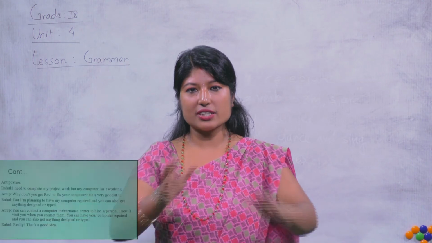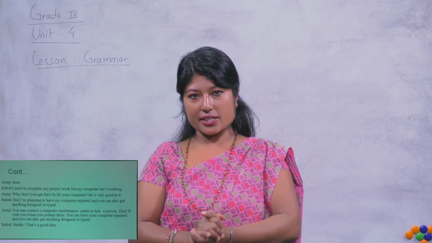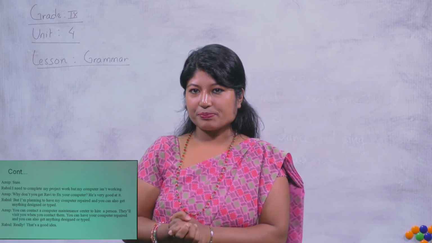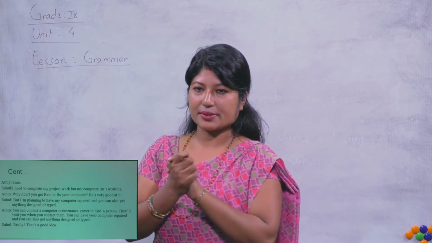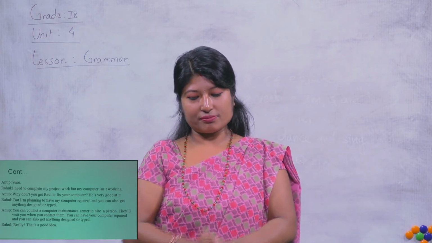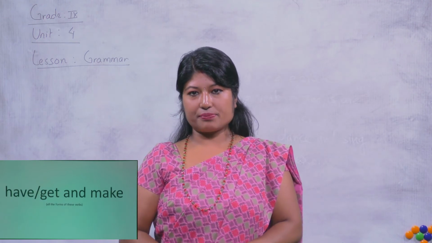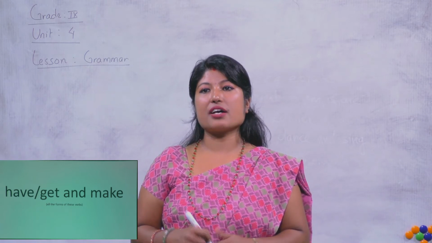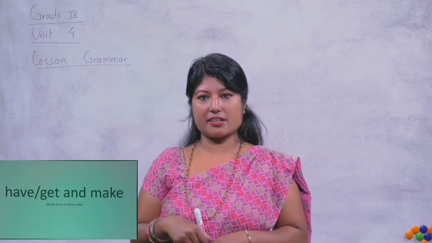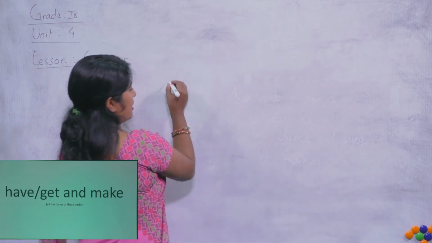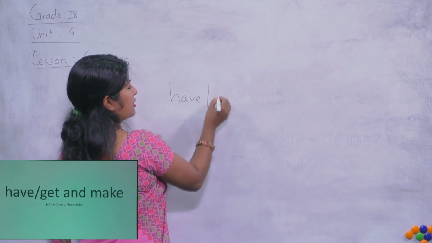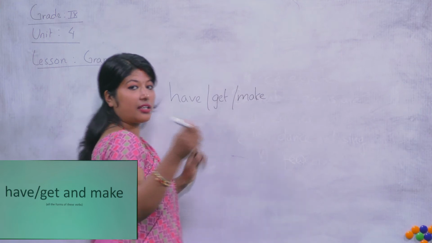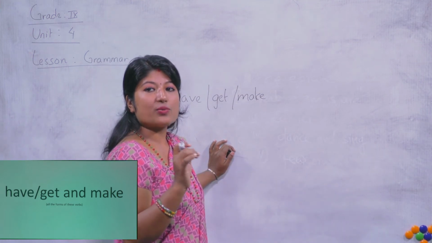So, okay, what have you noticed here? What is the focusing point? What is the grammar topic that I wanted to focus on over here? Any guesses? Anyways, I'll make your job easy. Here it is. The words that I wanted to focus on here are have, get, and make. There are three: have, get, and make. And there are written all the forms of these verbs.